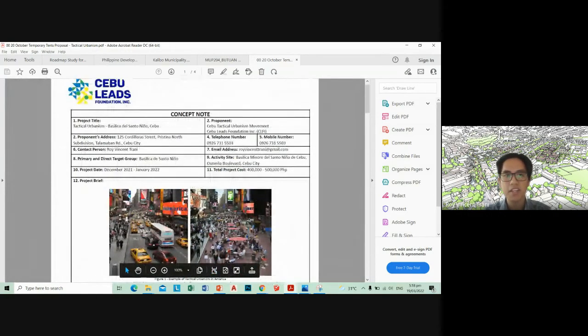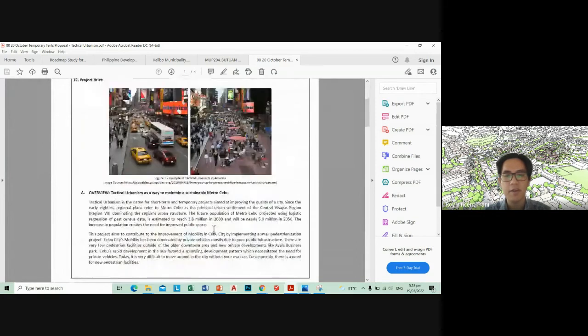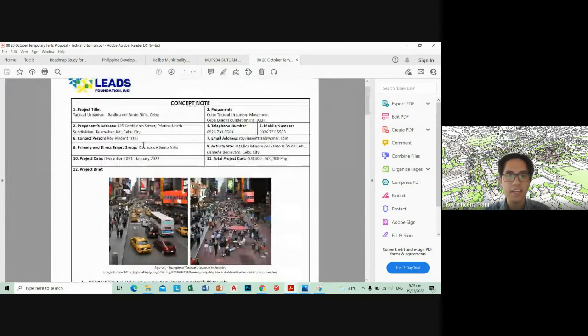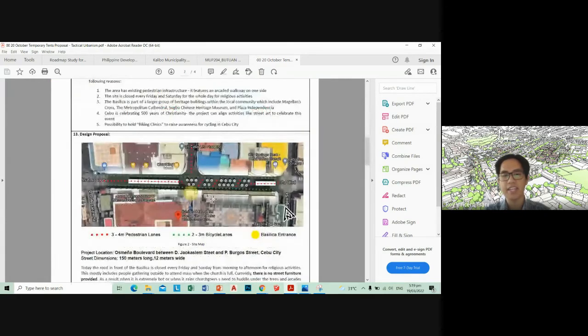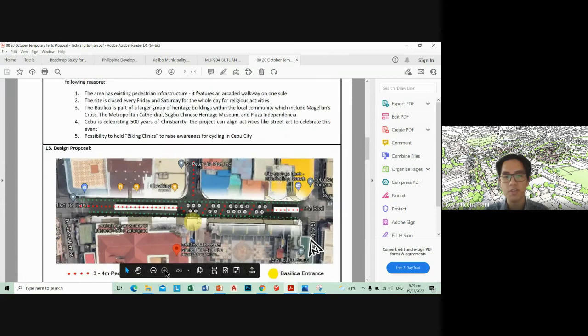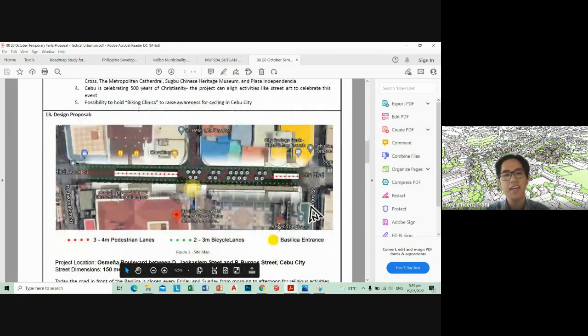But this project here in Cebu City was initiated early. It was proposed maybe June 2021. I was approached by one of my students to improve a section of street in front of Basilica del Santo Niño, one of the older churches in Cebu City, and provide a way to improve walkability in that area.